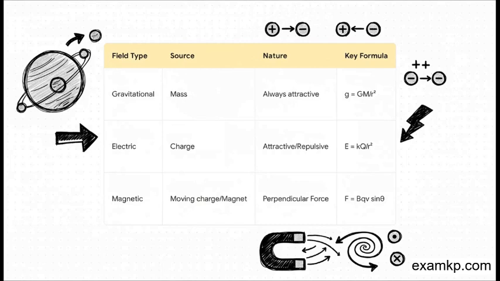This table is perfect for revision. I seriously recommend you take a screenshot of this right now. It shows you everything you need, the source of the field, its nature, and the key formula, all in one place. Just remember, mass for gravitational, charge for electric, and moving charge for magnetic.